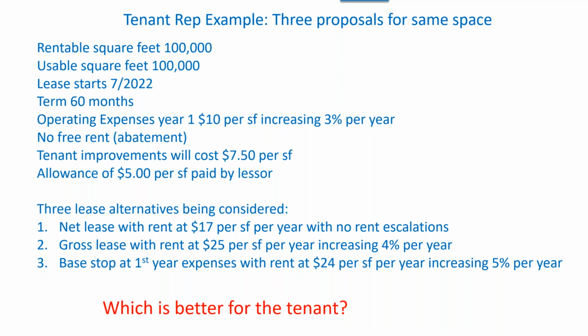All those things we've kept the same for each of the alternatives. They could differ, of course. The lease term could differ, and tenant improvements could differ. But what I do have differing, listed at the bottom, is the first one: a net lease with a rent of $17 per square foot with no rent escalations. The second is a gross lease with rent at $25 per square foot, increasing by 4% per year. And the third is a base stop, using the first year expenses as the stop, with a rent of $24 per square foot, increasing 5% per year.